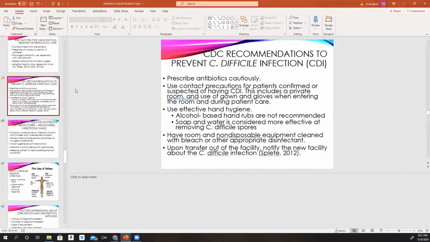So how can we prevent it? Well, the CDC has made some recommendations that are useful to help prevent the occurrence and spread of C. diff. They say only prescribe antibiotics cautiously, so you don't want to give them to everybody if you don't think they need them. You want to use contact precautions for patients who are confirmed or suspected of having C. diff.